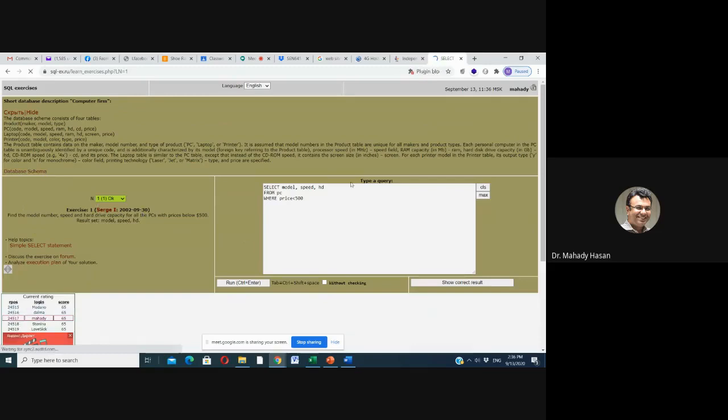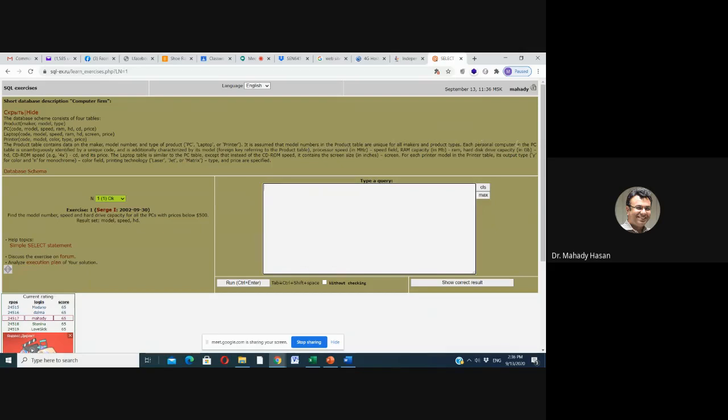So here the database that is available, you can see the database consists of 4 tables. The tables are product table, PC table, laptop table, printer table. The product table contains data on the maker's model number and type of product, which is basically PC, laptop, or printer. It assumes that model numbers in the product table are unique for all the makers and product types.